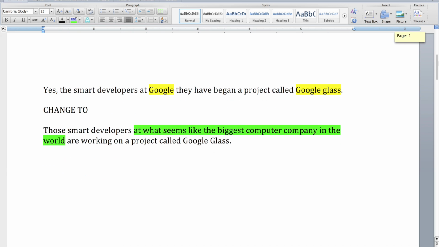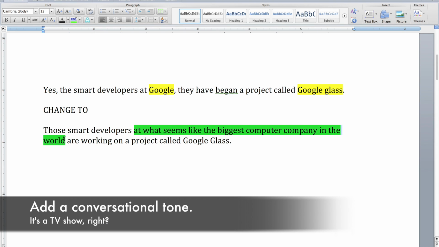Scroll down. Here's what I've come up with. Yes, the smart developers at Google, they have begun a project called Google Glass. Actually, if I wanted to be a real English teacher, I'd say, comma, but that's good. What did I change it to? Those smart developers at what seems like the biggest computer company in the world are working on a project called Google Glass. I thought of Google. What did I think of? They're huge. So I added a little conversational bit to it right here.